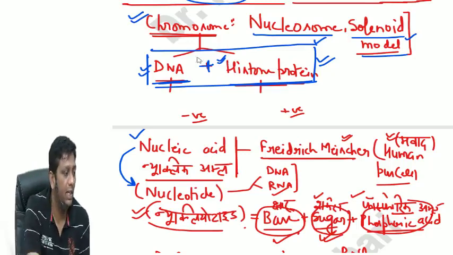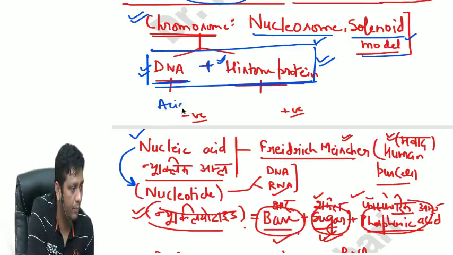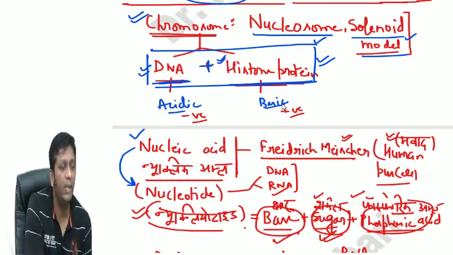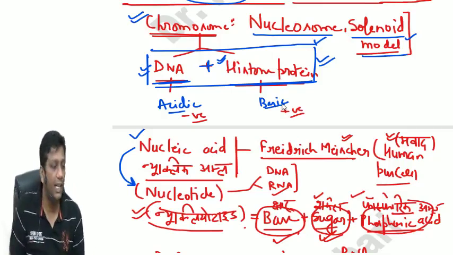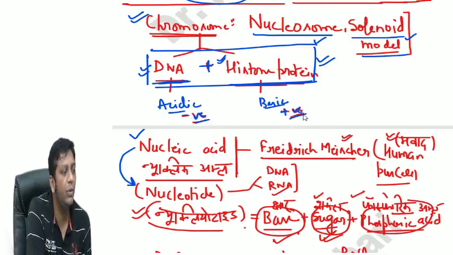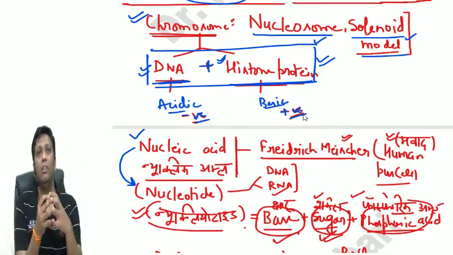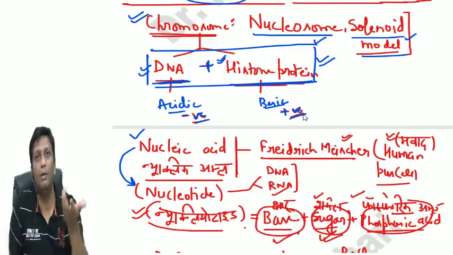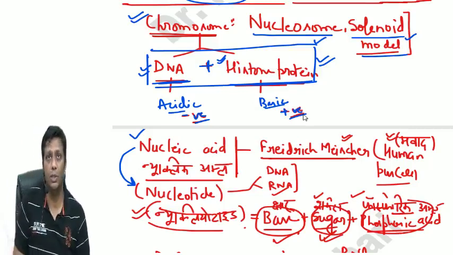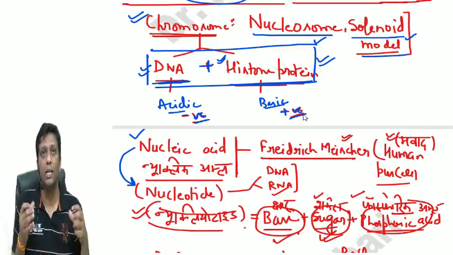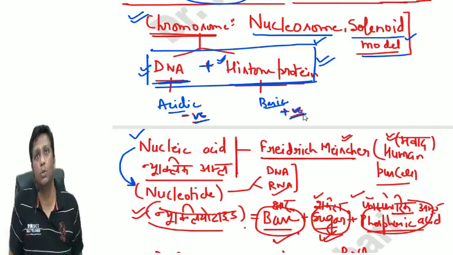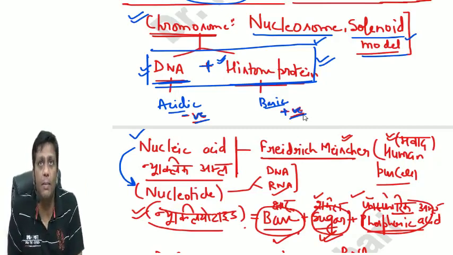You know, guys, DNA is acidic in nature and histone is basic in nature. Acidic means negative charge, basic means positive charge. The rest you can understand from chemistry. They will bind very easily, DNA and histone protein, and finally they will become chromosomes. So chromosomes have DNA and histone protein. DNA is acidic, histone is basic. They form chemical bonds and finally become chromosomes.